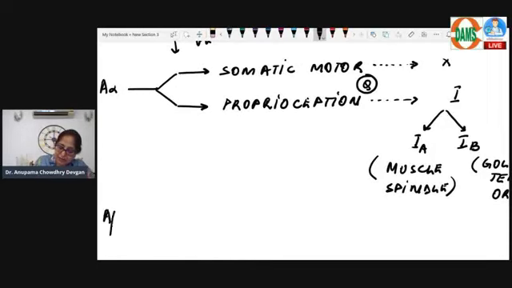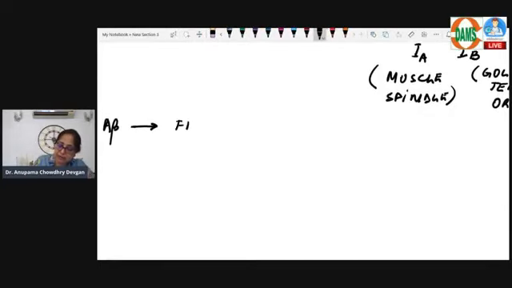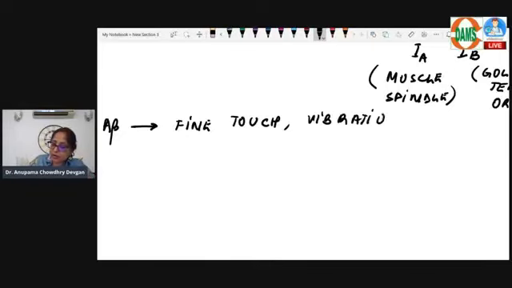A beta fiber is purely sensory, and A beta fiber is meant for fine touch. This is meant for vibration. This is also meant for deep pressure.